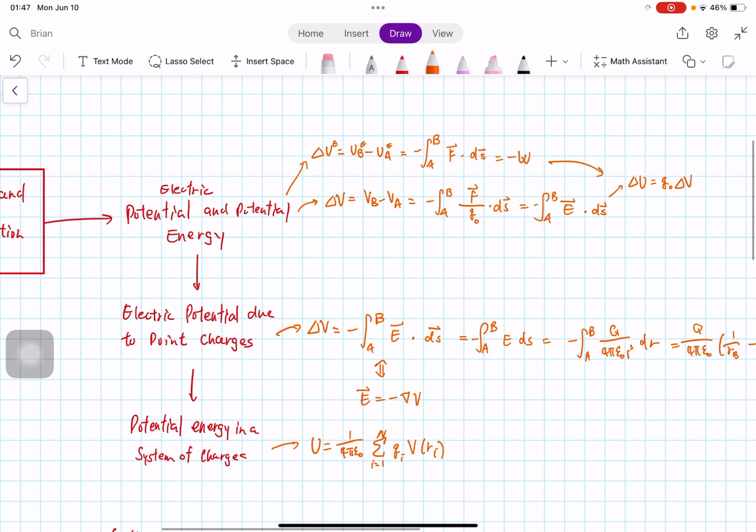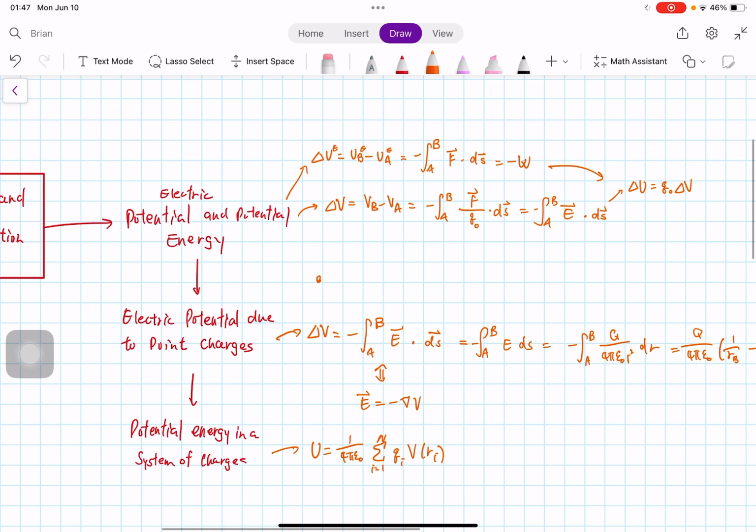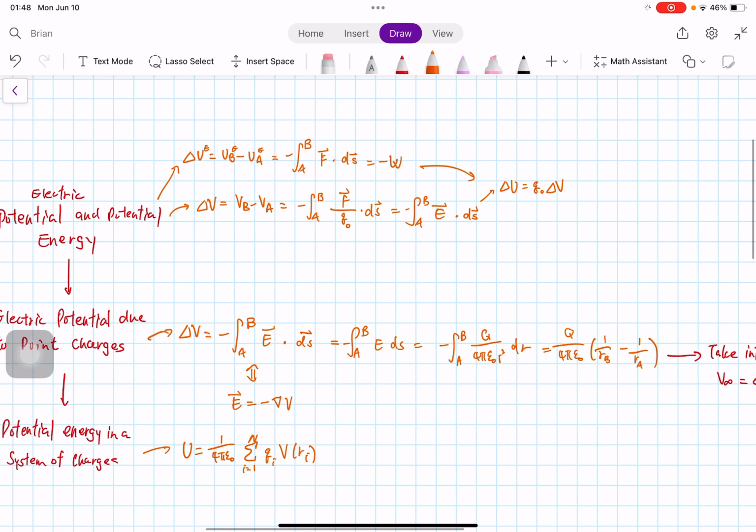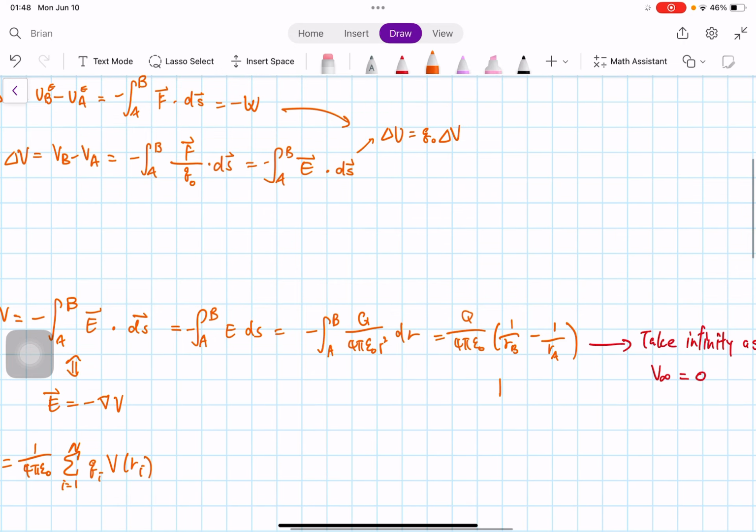Then we can talk about the electric potential due to point charges. Let's say we have one point charge, and we're trying to find the potential due to this point charge. So delta V would be equal to the integration from distance A to distance B of the electric field the point charge produced dot ds. Since this is a point charge, the electric field will always be parallel to ds, the distance from the point charge to the test point. So again, it is path independent. After some simplification, we have this form, which is much nicer.